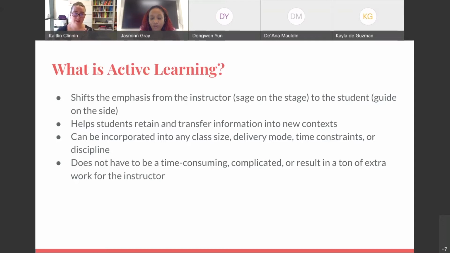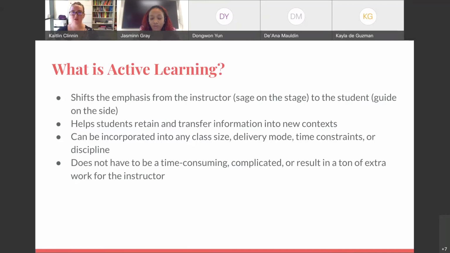And then, one of the concerns that I often hear from instructors about including active learning in our classes is that it takes a lot of time, or that it's really complicated to set up some of these activities, or it creates a mountain of extra grading for the instructor, or just a lot of work. And while that can be the case, that's not the goal of active learning. The goal is not to make a lot of extra work for the instructor.